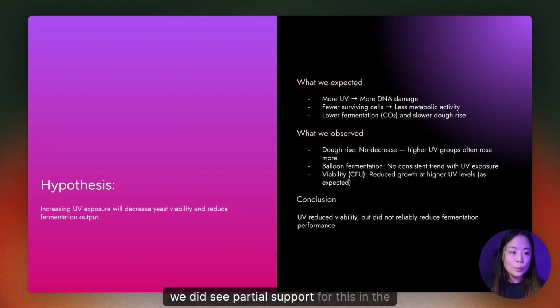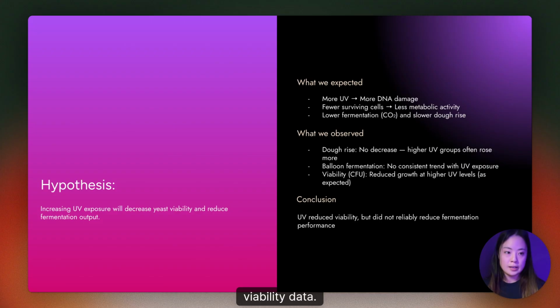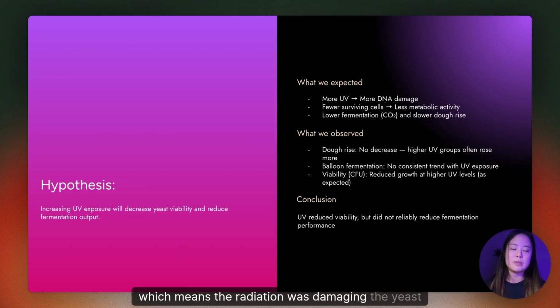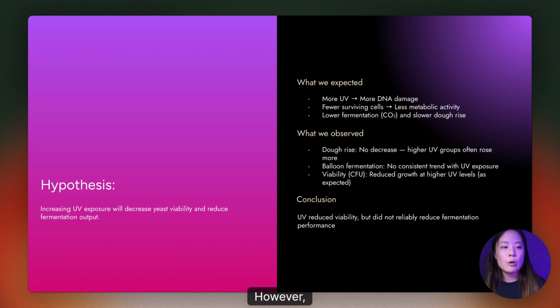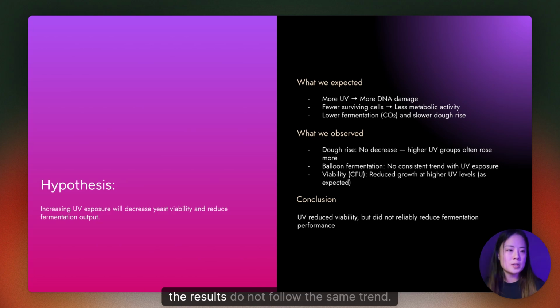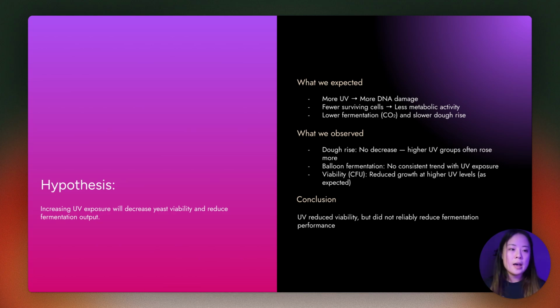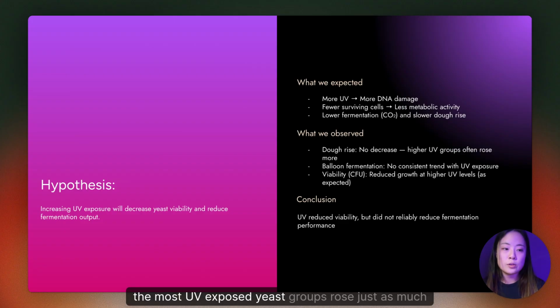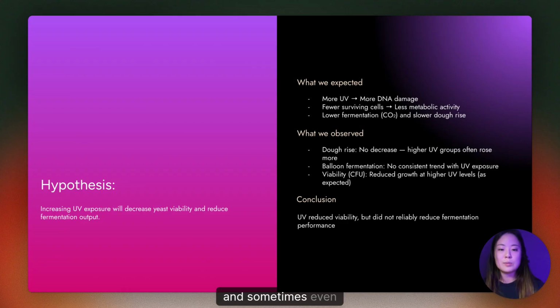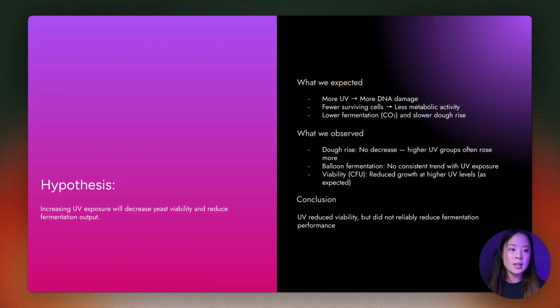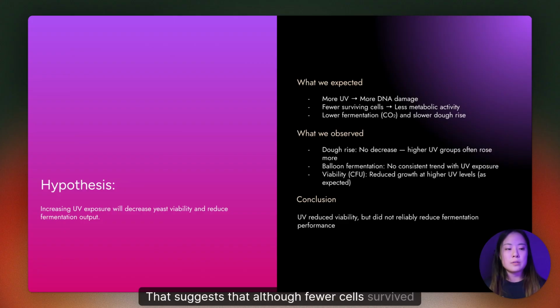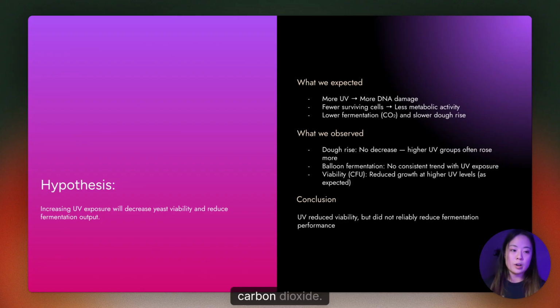We did see partial support for this in the viability data. Higher UV time showed fewer surviving colonies, which means the radiation was damaging the yeast as expected. However, when we looked at fermentation performance, the results do not follow the same trend. In the dough rise experiment, even the most UV exposed yeast groups rose just as much, and sometimes even more than the control. That suggests that although fewer cells survived UV, the cells that did survive were still metabolically active and capable of producing carbon dioxide.